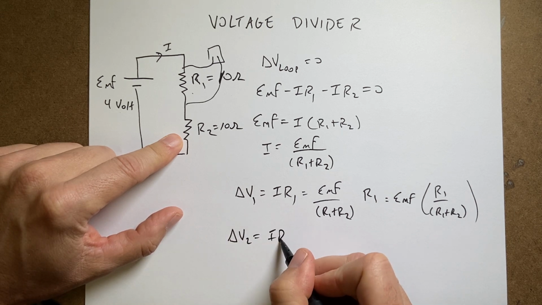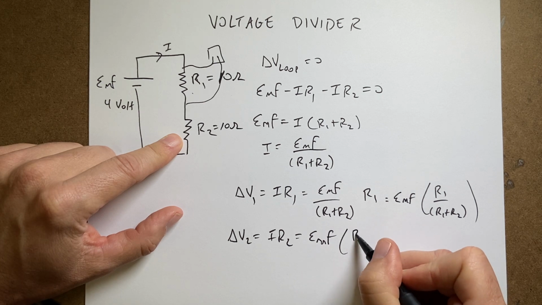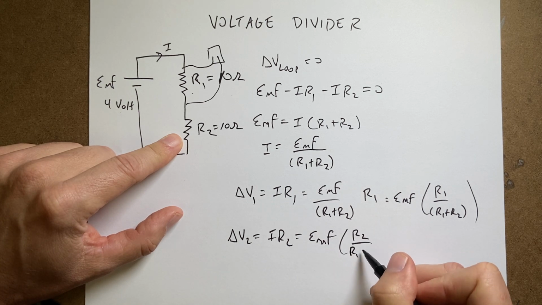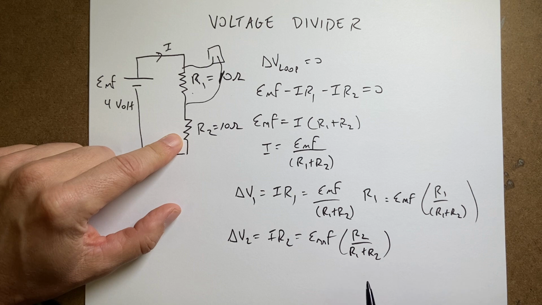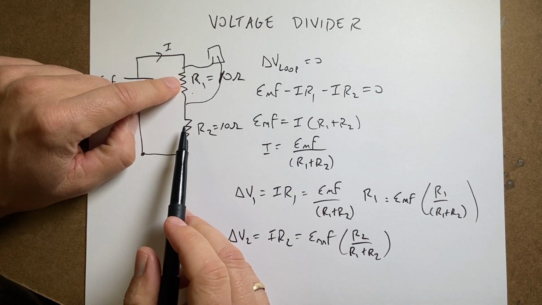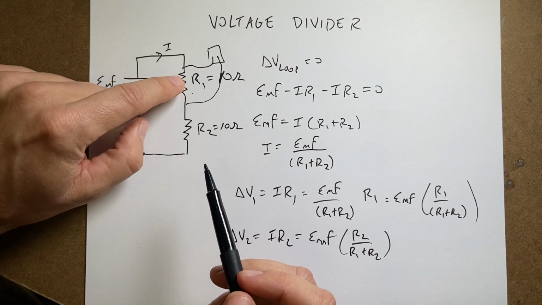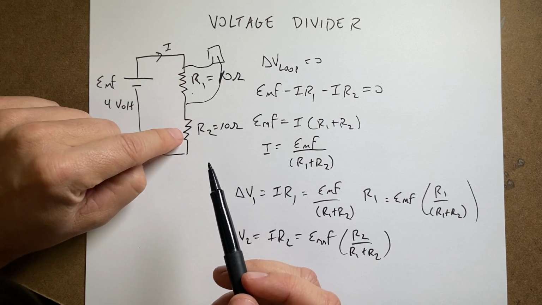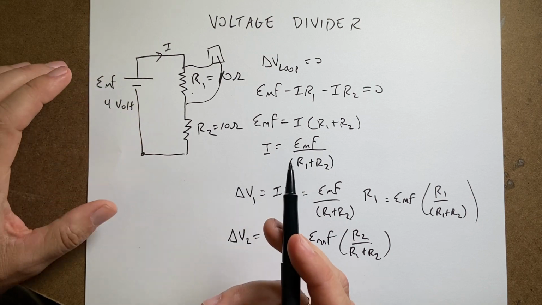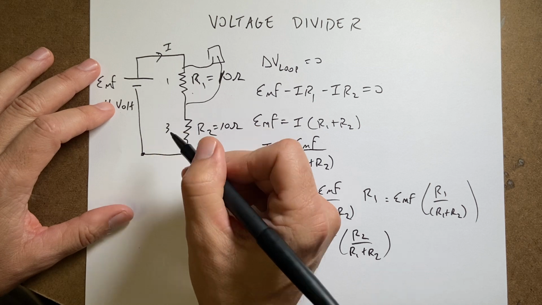I can do the exact same expression for delta V2. It'd be I R2, so it's just going to be EMF times R2 over R1 plus R2. But you see here that the change in potential across R1 plus R2 has to be EMF. So this is a way to consider this as a voltage divider.